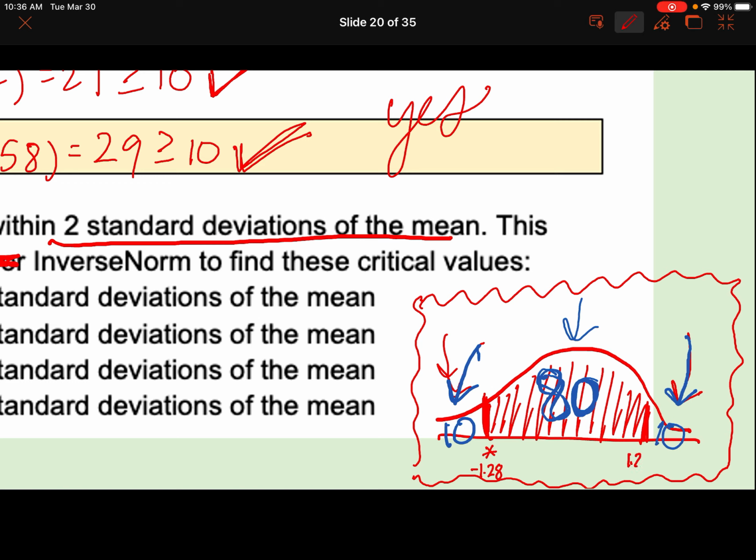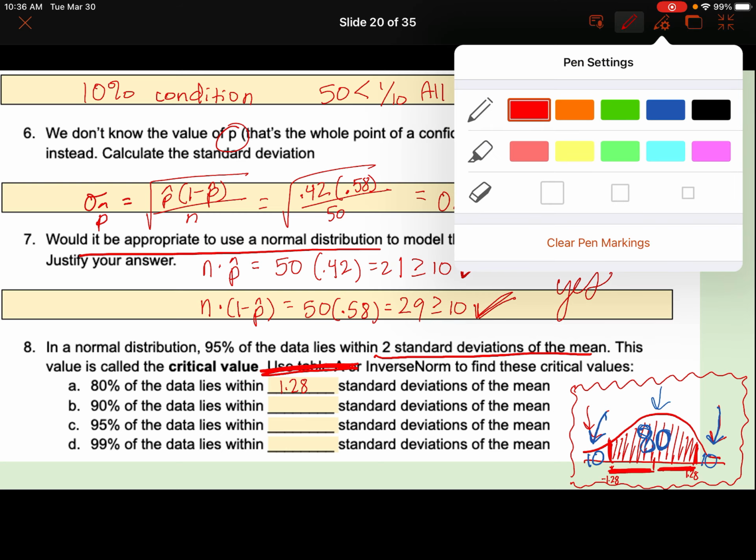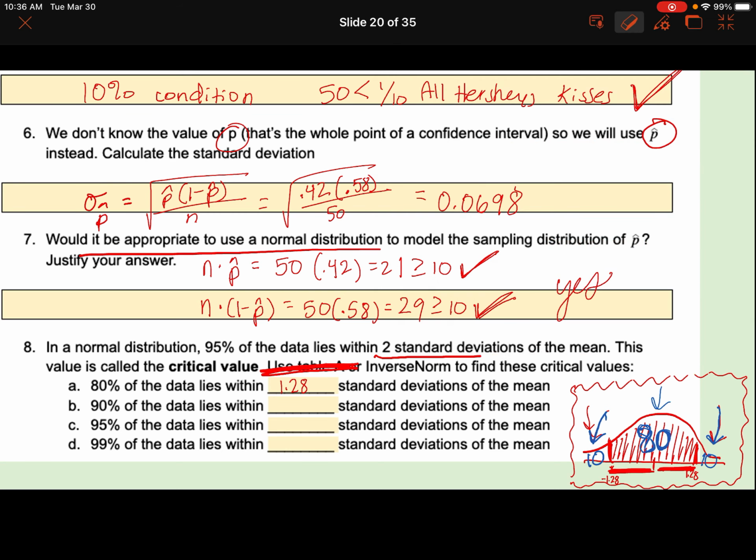So that means that, let's see, here's my mean. This part on the left is if you subtract 1.28 from the mean. This part on the right is if you're adding 1.28 to the mean. All right, I'm going to do one more example for you, and then I want you to try the others. So I'm going to erase my little sketch I have going on down here.